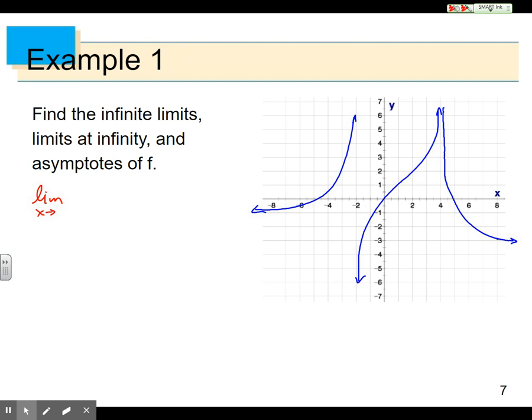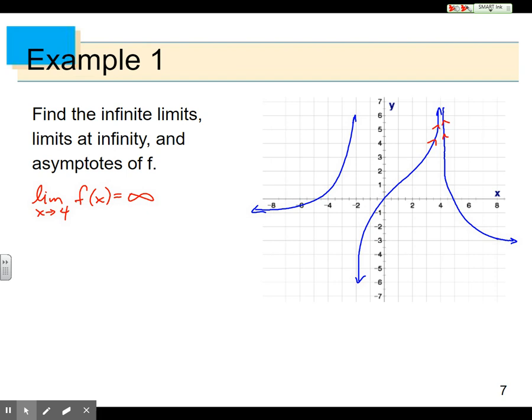First up, let's do the limit as x approaches 4. I'm not being real specific on this, but as I approach 4, from either the left or the right, I'm definitely going up to infinity. So whatever this function is, my limit would be infinity, which does not exist.